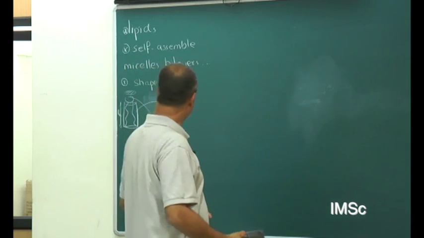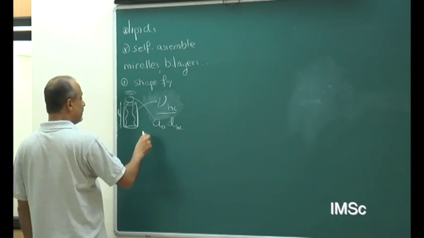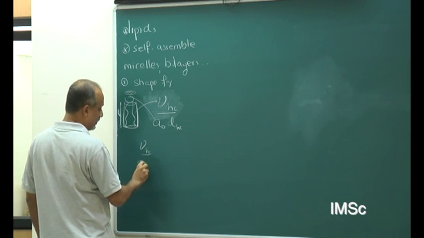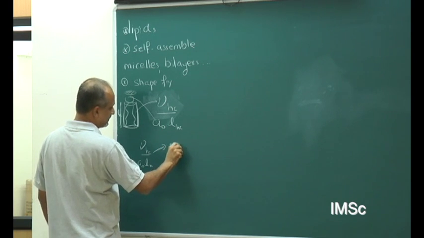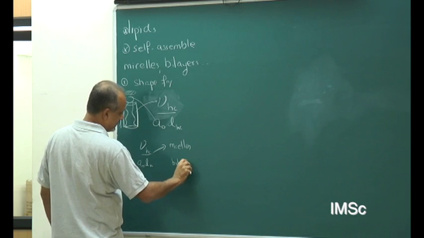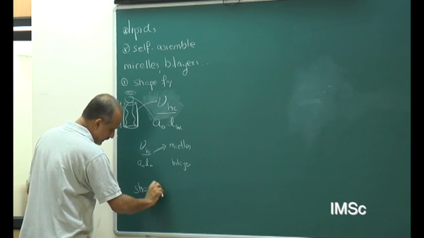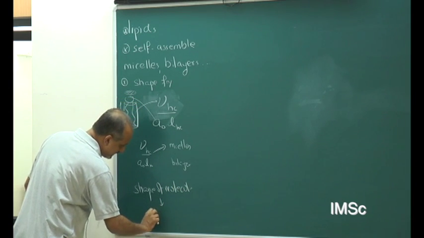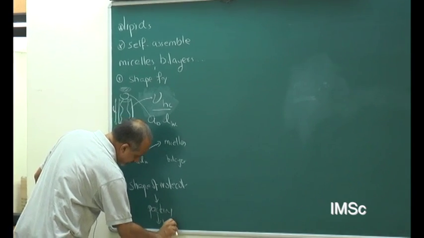And then we said, as we vary this particular parameter, nu Hc over A naught L Hc, we found that in different regimes I could get the distinction between micelles, bilayers, etc. And all of this really derived from the shape of the molecule. So the shape of the molecule dictated the packing of the molecule, and packing dictated these large scale structures.